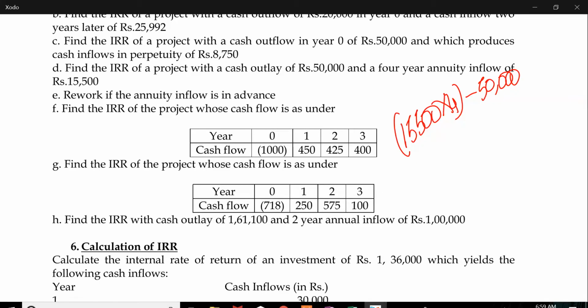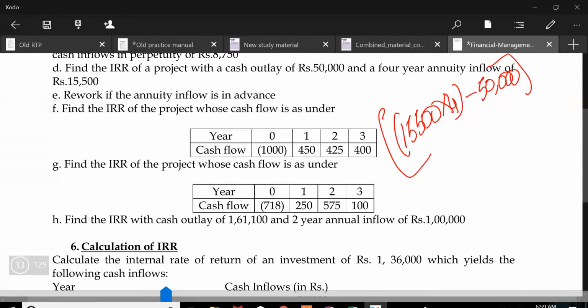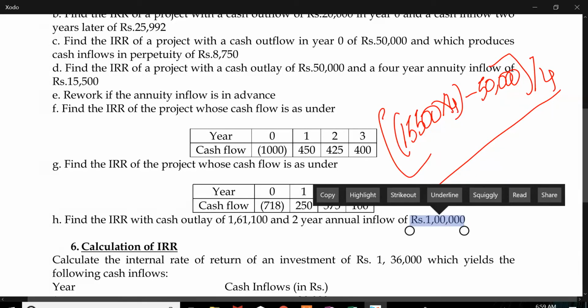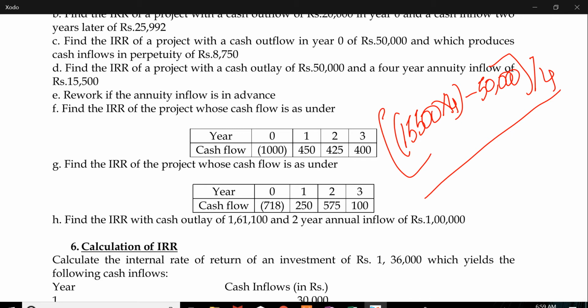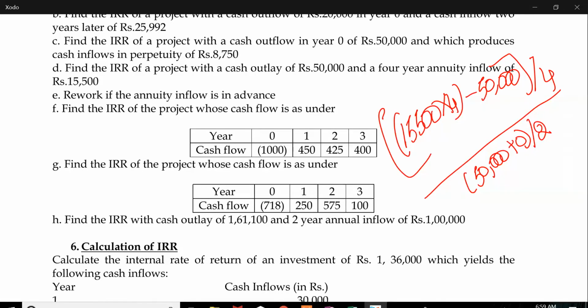So 15,500 into 4 minus 50,000 divided by 4. This is my average PAT. My average investment is 50,000 plus 0 by 2. Your overall profits of the project is 15,500 into 4 minus 50,000, divided by 4 to get to the average profit, whole divided by 50,000 plus 0 by 2. Get me this ARR.